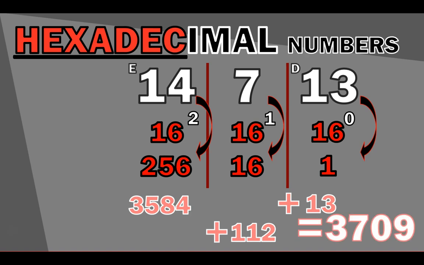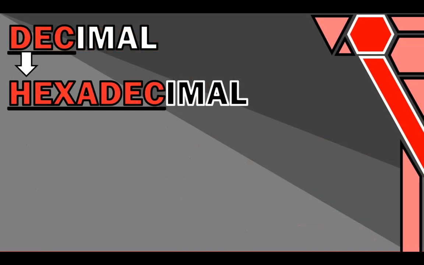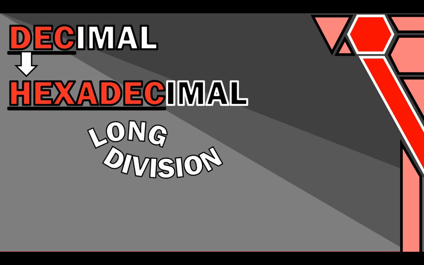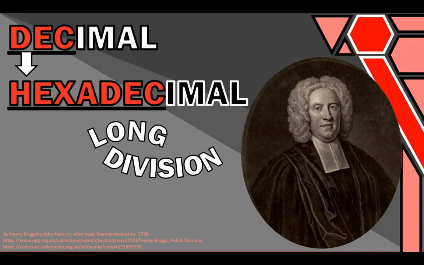And that's how you convert a hexadecimal number to decimal. But what about a decimal number to hexadecimal? Now we are going to use that special mathematical technique named after me, the Mr. Long division. Actually, it was developed by a mathematician called Henry Briggs in the 1600s, but I'm not really sure why he named it after me, but anyway.